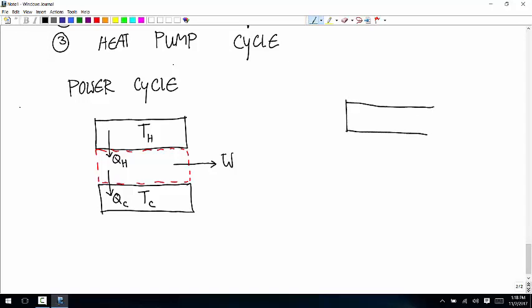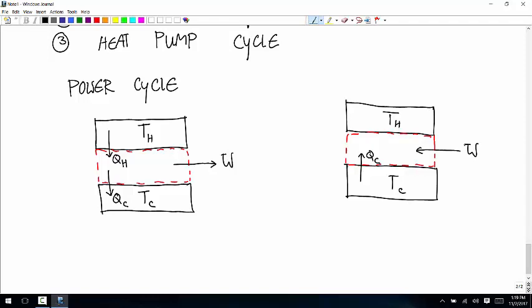In the refrigeration cycle, you have heat come in from the cold region. You're pulling heat out of the cold region. That's how you get the temperature of a freezer or something down below the temperature of the room. We'll call that Q sub C. That's coming into the system, into the refrigerant. How can you do that? Well, we know that can't happen spontaneously. And so in order to do that, you need work.